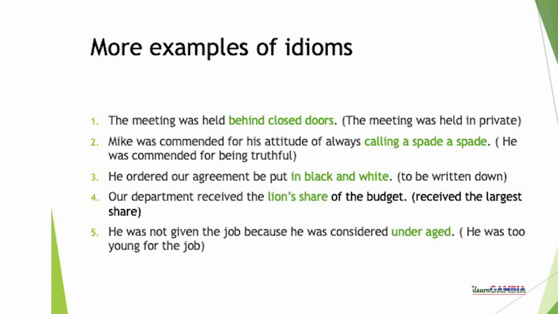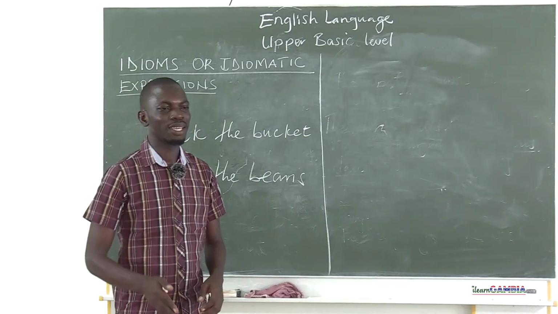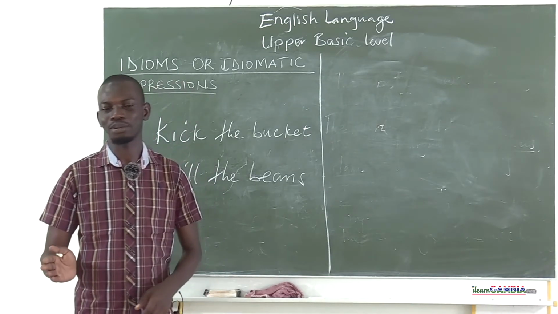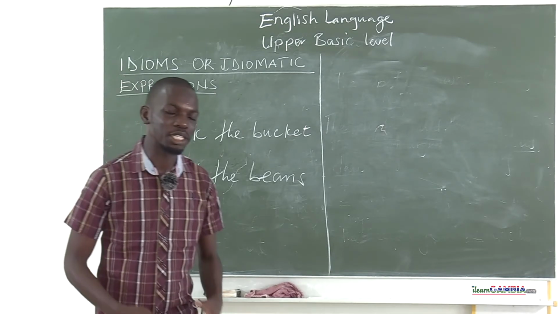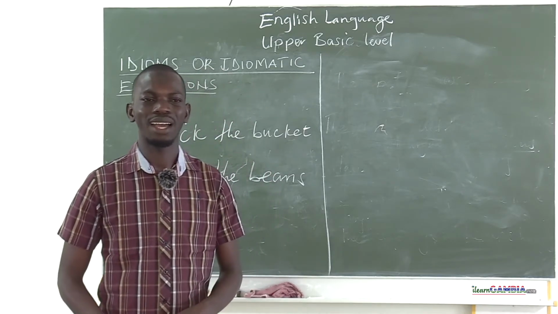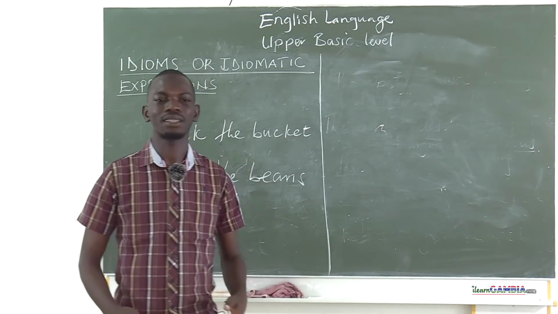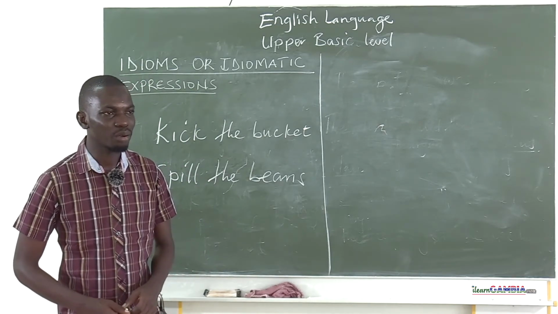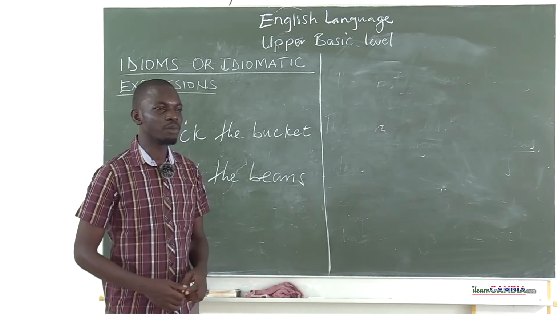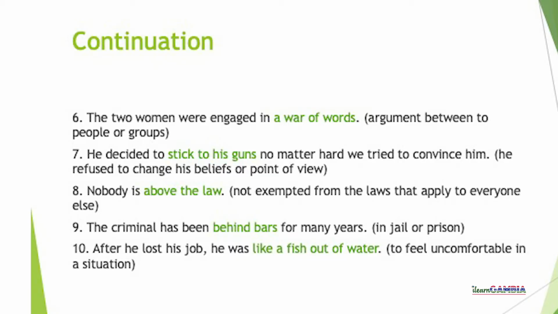Now, he was not given the job because he was considered underaged. If you are underaged, it means he was young. Now, instead of expressing it using an ordinary expression, just saying he was not given the job because he was young, the writer chooses to use an idiom, saying he was underaged. And that expression is more interesting than just saying he was young. Now, look at some more idioms. We have, the 2 women were engaged in a war of words.